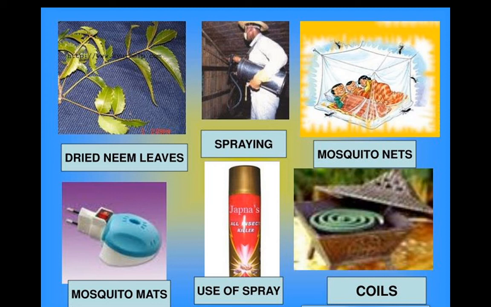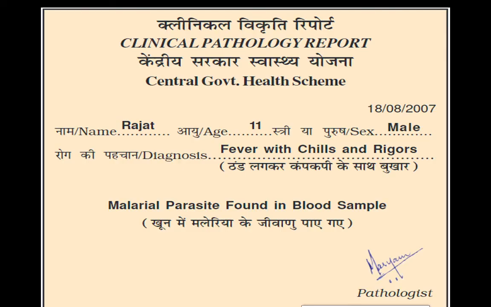Then see page number 69. Look at the report of the blood test given here. I have given this also. So which words in the report help us to know that the person has malaria? See, the result is given: malarial parasite found in blood sample. So this is a blood report. The pathologist took the blood of Rajat, then with the symptoms and the number of platelets, they found the result, that is, malarial parasite found in blood sample.